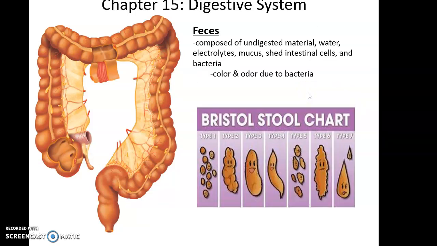Now, feces is the undigested material of the food we eat, so whatever is left over that we couldn't break down. Also some water, some electrolytes, definitely mucus, shed intestinal cells from the lining of the large intestine, and of course bacteria. And the color and odor of feces is due to bacteria. And as you can see, we have this lovely chart looking at the quality of feces from type 1, which is someone super constipated, to type 7, where someone is super diuretic, suffering from diarrhea.